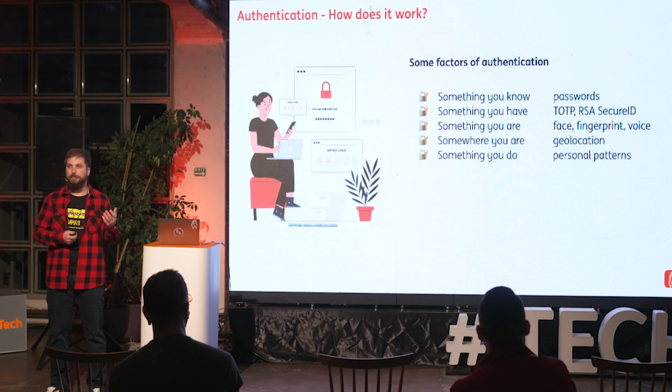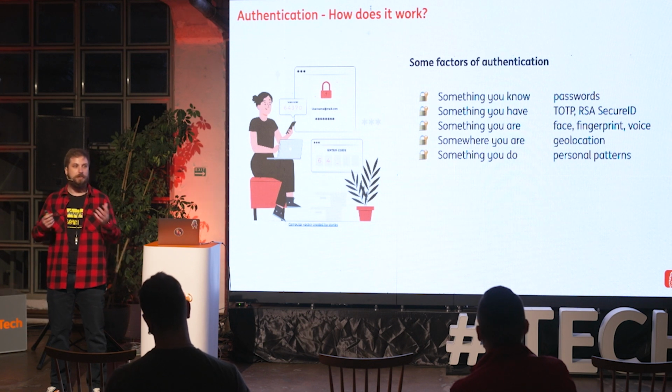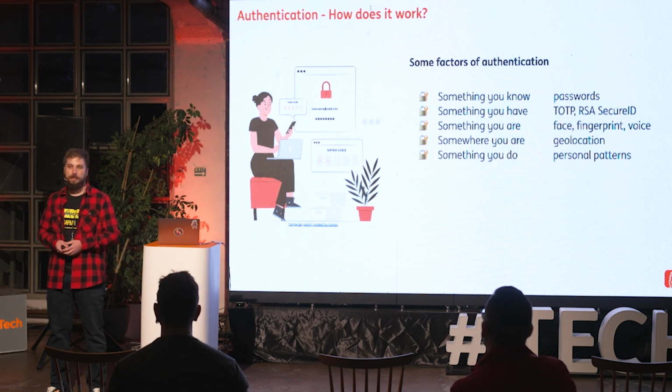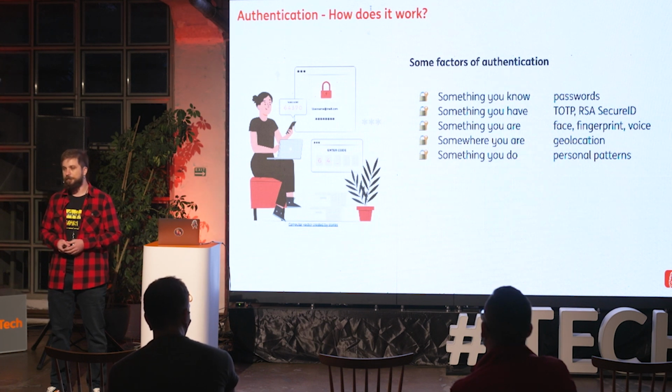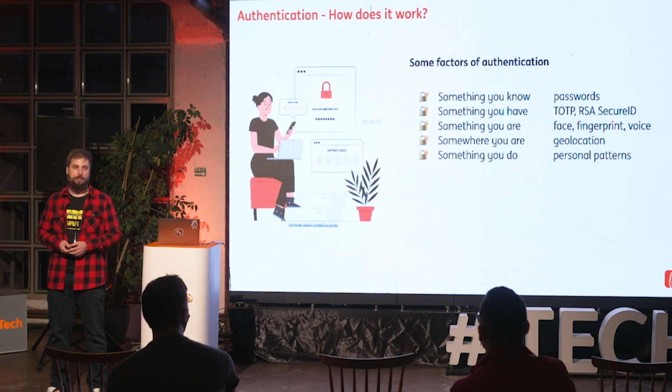And I'm sure you're familiar with most categories that you see on screen. Some of the most common: something you know is a password, which many of us use. Something that you have could be a software token, for example, Google Authenticator, Microsoft Authenticator, other TOTP authenticators. Or it could be a hardware authenticator, such as an RSA SecurID. Something you are is a biometric, so for example, face recognition, voice recognition, fingerprint recognition.